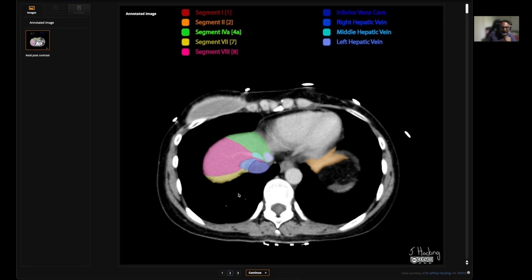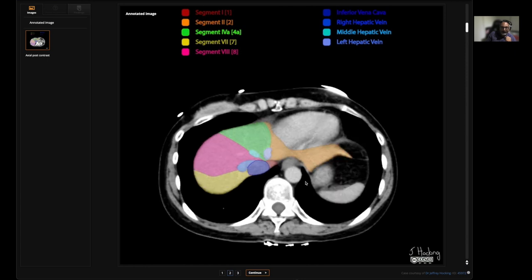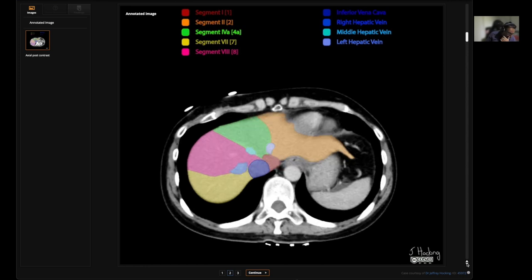And so you can see the diaphragm is up here, so it's quite superior. And as you go inferiorly, this is the IVC. These are the three veins. So this is your middle hepatic vein. This is your left hepatic vein. That's your right hepatic vein. And then this is segment 7, that's segment 8, that's segment 4A, that's segment 2, and segment 1 is invisible yet, but let's keep going inferiorly, and that's how it's divided.